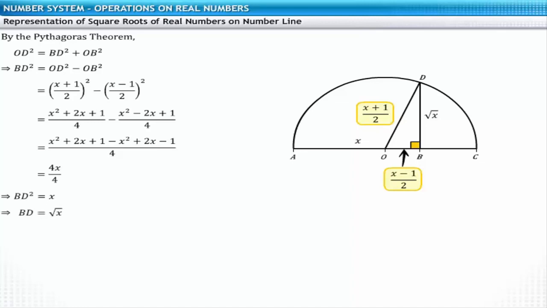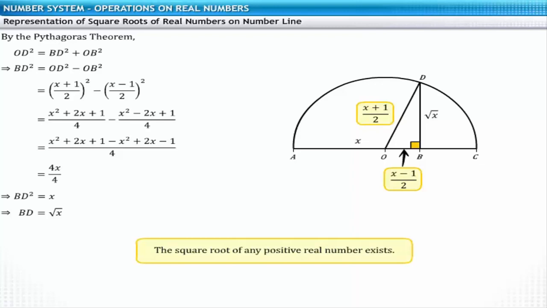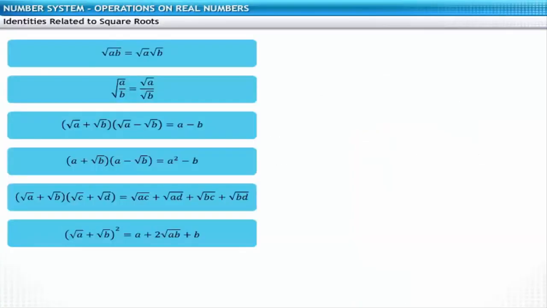Thus, BD is equal to the square root of x. Therefore, we can conclude that the square root of any positive real number exists. Identities related to square roots are useful to simplify numeric and algebraic expressions. Here A, B, C, and D are positive real numbers.